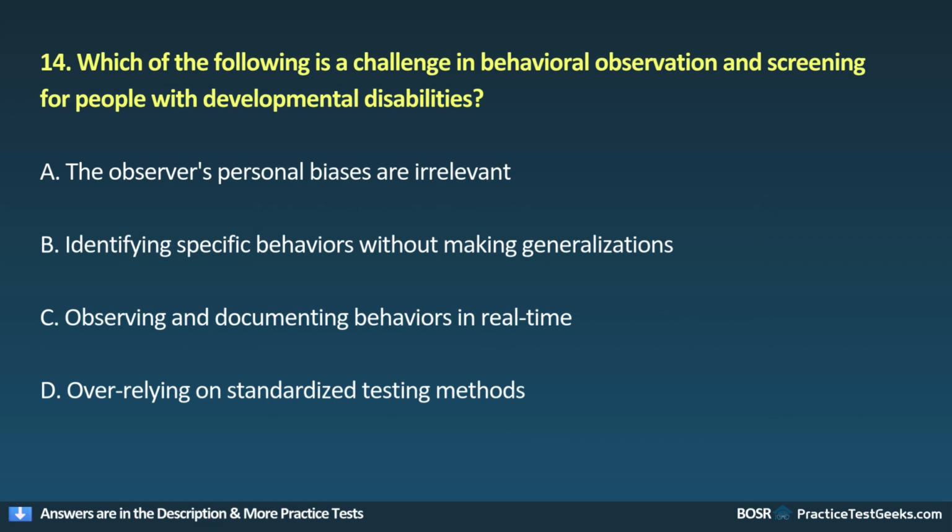14. Which of the following is a challenge in behavioral observation and screening for people with developmental disabilities? A. The observer's personal biases are irrelevant. B. Identifying specific behaviors without making generalizations. C. Observing and documenting behaviors in real time. D. Over-relying on standardized testing methods.